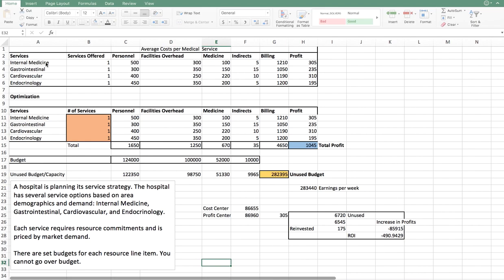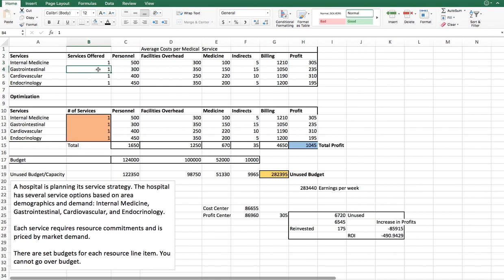So, in this case, all we're saying is internal medicine, for each service offered, has a personnel cost, including physicians, nurses, and so forth, of perhaps $500. Facilities overheads, about $300. $100 in terms of medicine, $5 in terms of soft costs and indirects. It's typically billed to the insurance or to the patient for about $1,210, and the profit per service is $305.